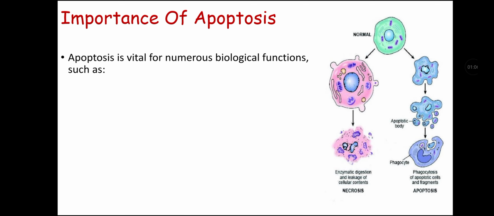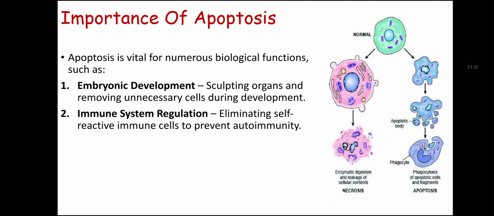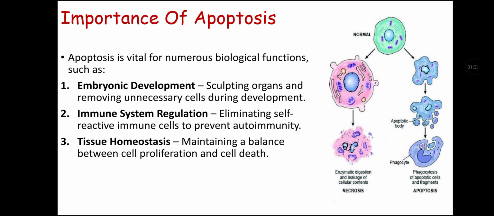Apoptosis is vital for numerous biological functions such as embryonic development, like sculpting organs and removing unnecessary cells during development. Second importance is immune system regulation, like eliminating self reactive immune cells to prevent autoimmunity. Third importance is tissue homeostasis, as maintaining a balance between cell proliferation and cell death is very important for proper maintenance of life.